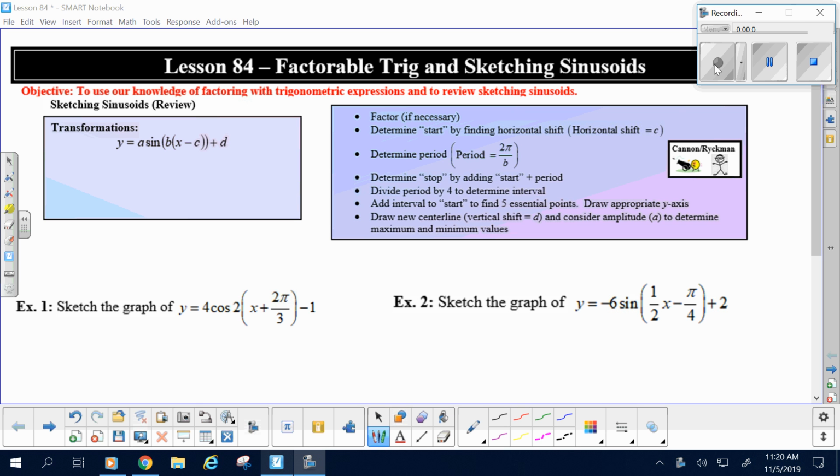Let's go with Kane. What does A do? Amplitude. A is the amplitude. It changes the amplitude. It's a vertical stretcher. B, what does B do?